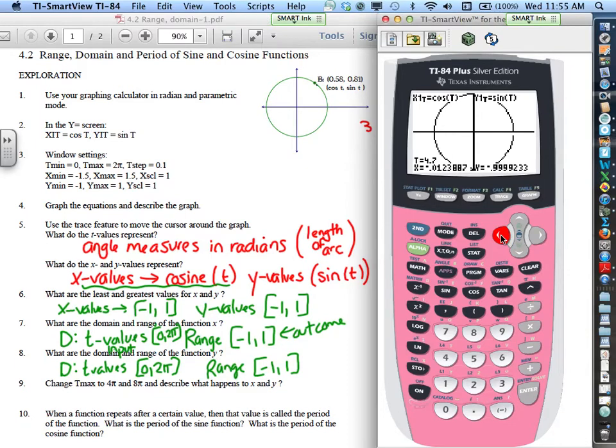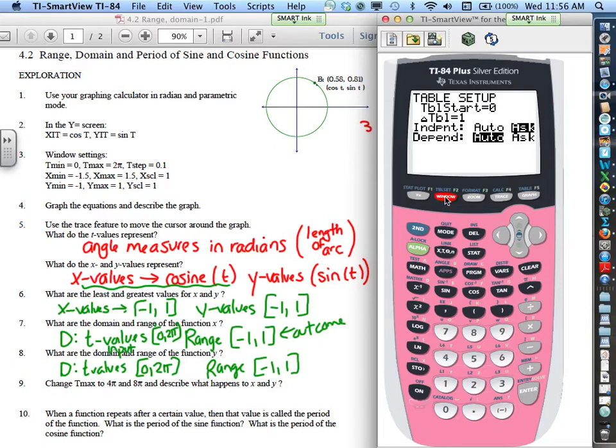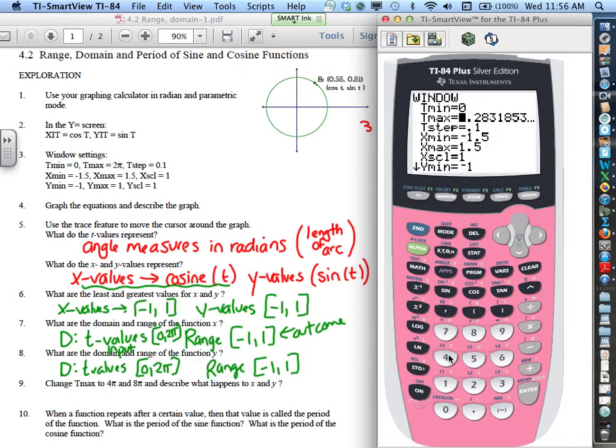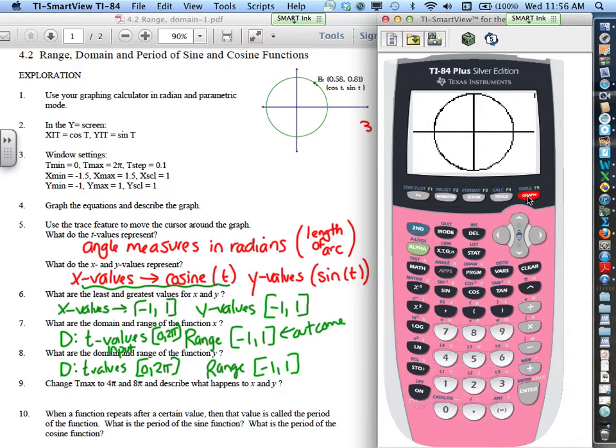If I change 2 pi to 4 pi, that means when I scroll around here, I can scroll around here, oops, more than once.